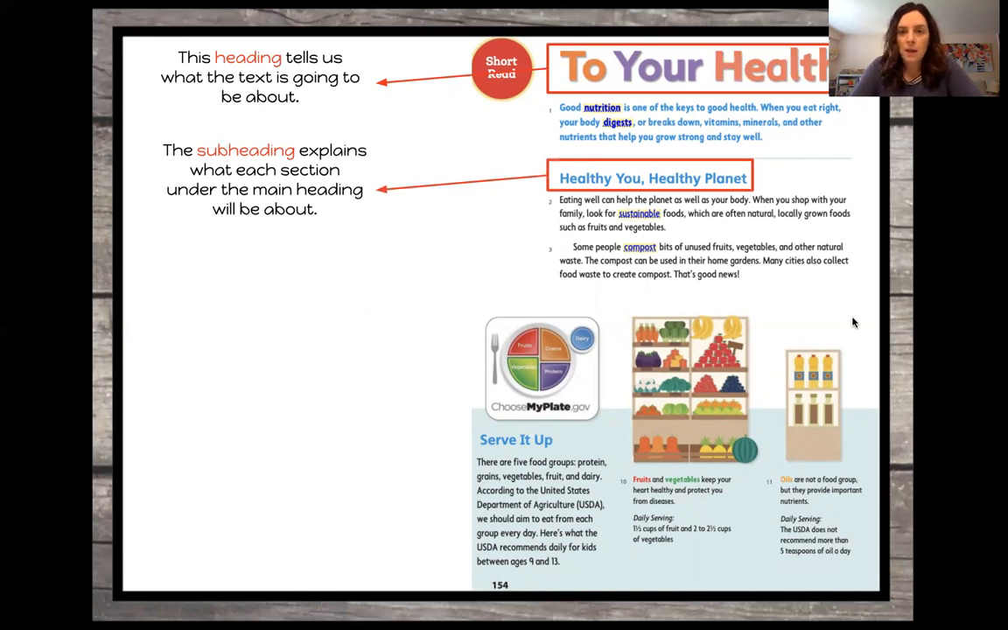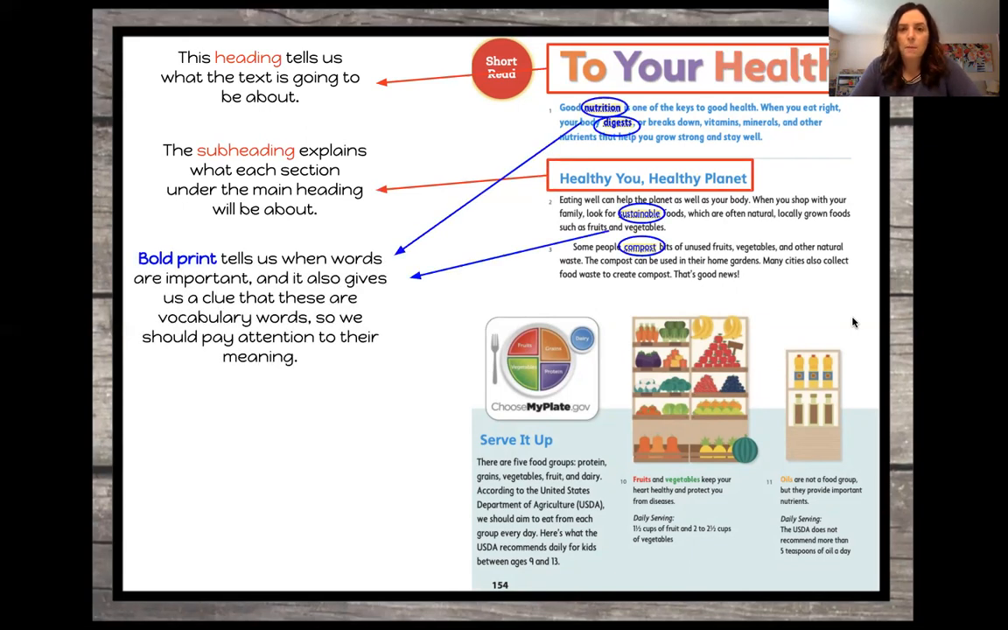I'm still scanning this page, and now I see some words that are bolded. The bold print tells us when words are important. Remember, we said that in the last slide. It also gives us a clue that these are vocabulary words, and if you look really closely, they're underlined. Once you go back and read the text, you'll see that these words are defined in the sentences before and after them. So we should pay attention to their meaning because they're in bold, so that probably means that they're important.